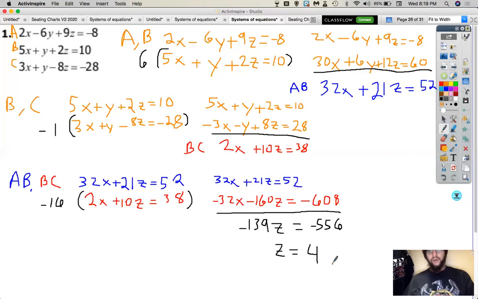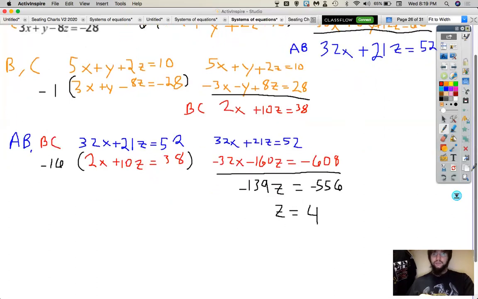Whew. Are we done? But it's not bad after this. After you have one of the numbers, it's really not too terrible. Then I'm going to pick either one of these guys, AB or BC. I'm going to shove in z and find out what x is. BC's got smaller numbers, so I'm going to use that. So 2x plus 10, again, this is BC. Let me write that down. I'm plugging z into BC.